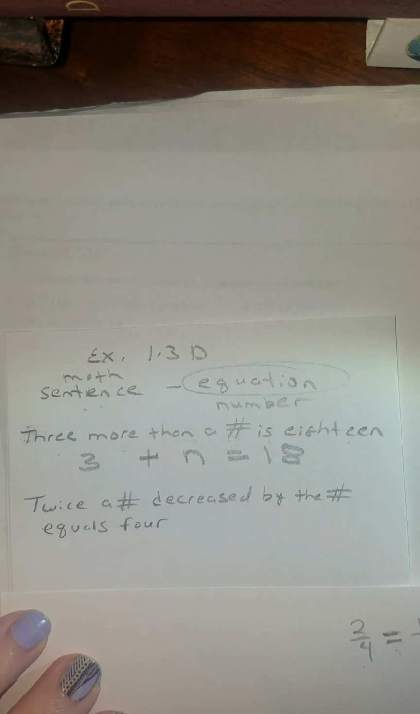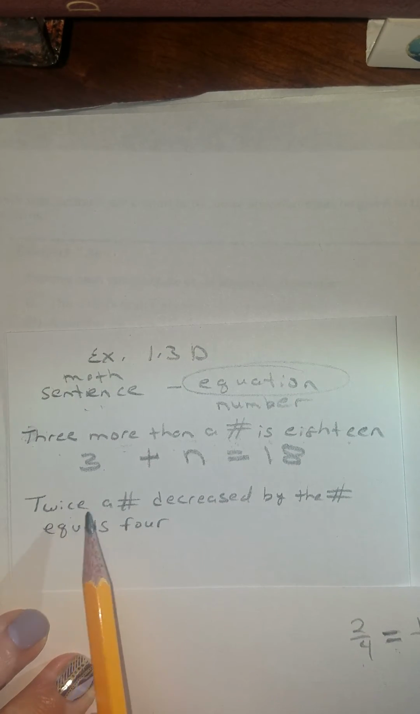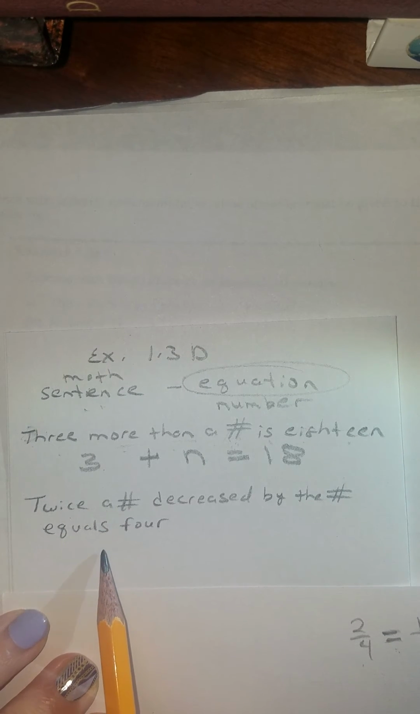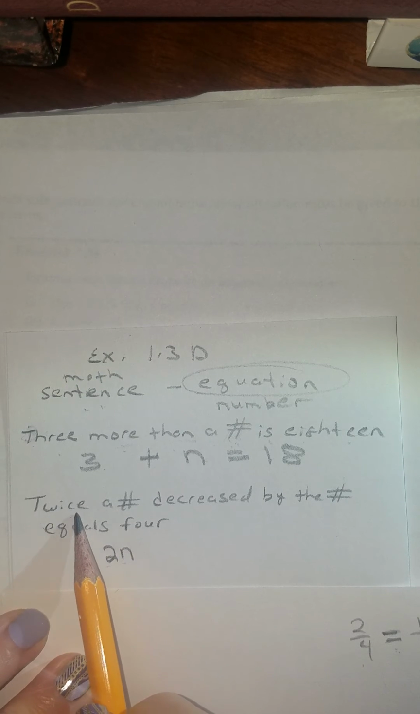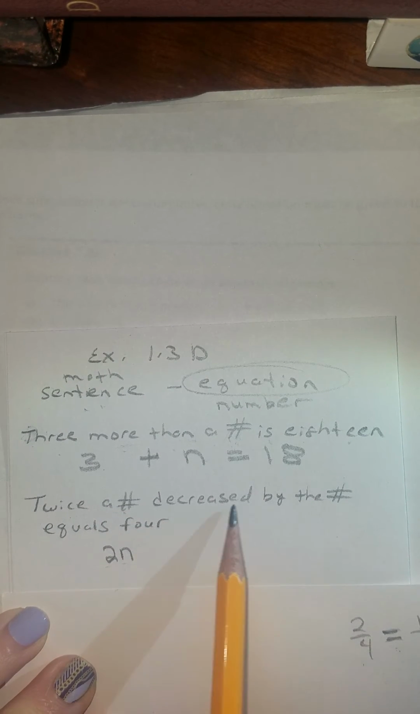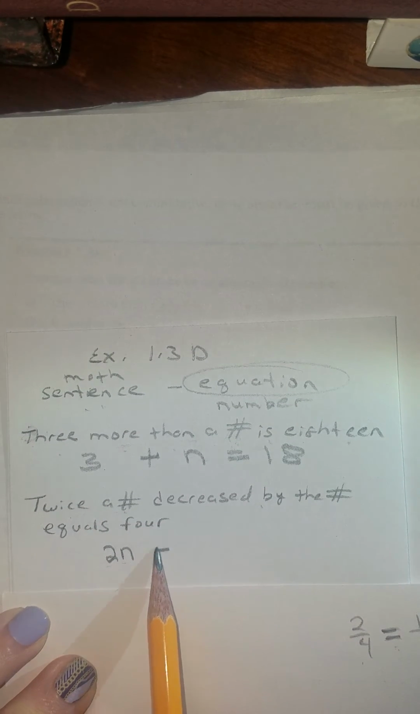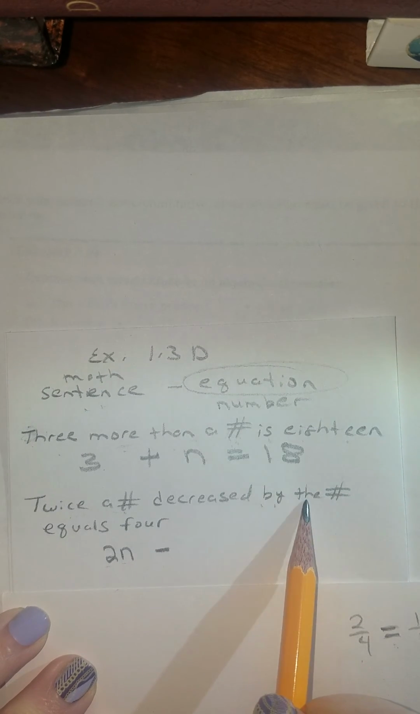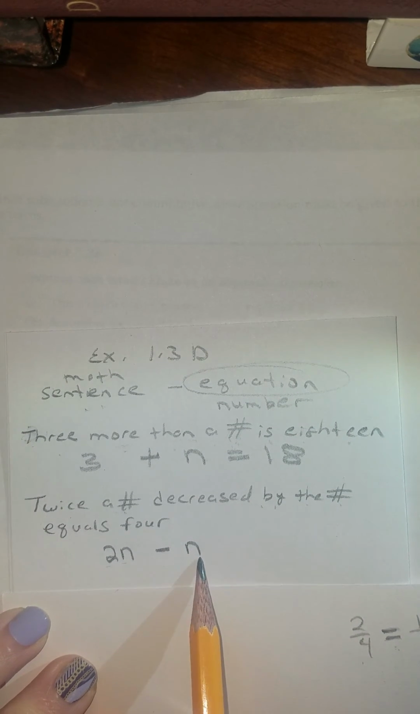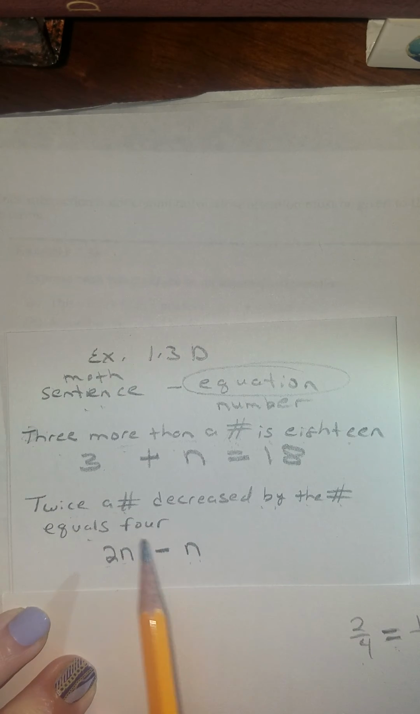All right. Now this says twice a number. So twice a number, that means multiplication. Twice a number, decreased by indicates subtraction, decreased by the number, so the same number, equals 4.